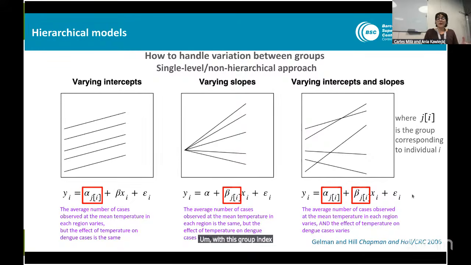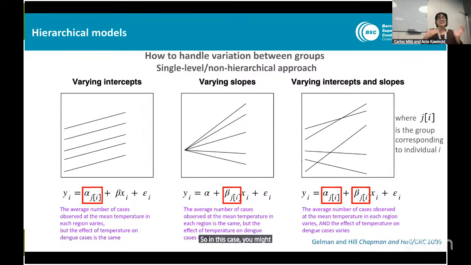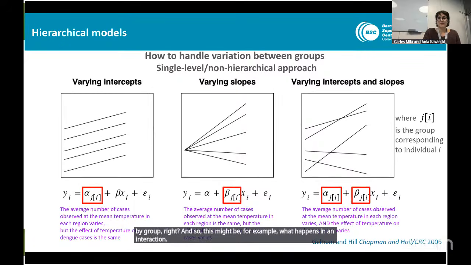Or you could say, I think that it's all going to be different. I think that the baselines for every region are going to be different and that the effect of temperature on the outcome is going to be different. So the slopes are going to be different. So in this case, you might be varying intercepts and slopes by group, right? And so this might be, for example, what happens in an interaction term, is kind of what that is.